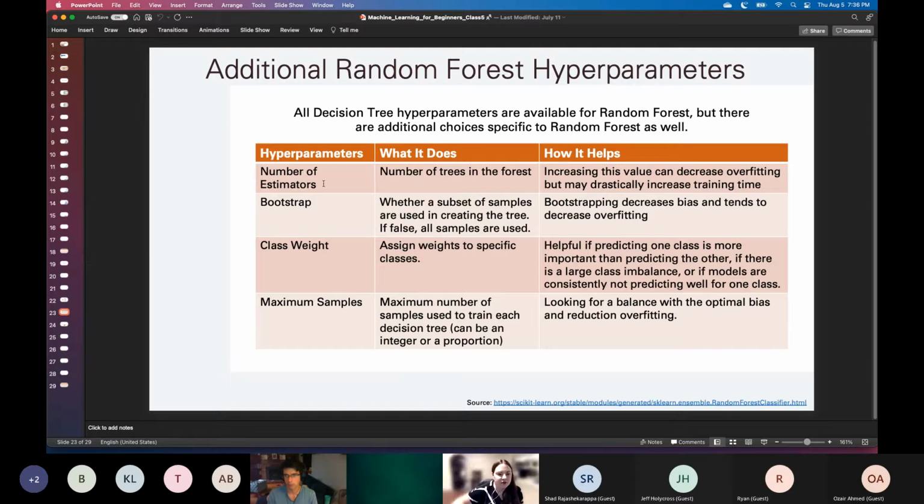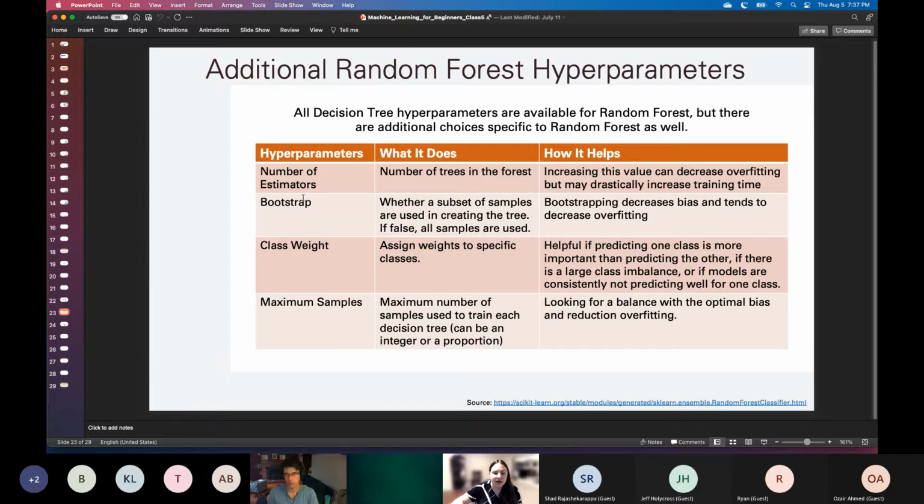The number of estimators is often a really good one to tweak in random forests. That's the number of trees in the forest. So how many decision trees does it actually sample? As you increase this value, it can decrease overfitting because it's averaging more decision trees. But the training time goes way up. So if you have big data, it's going to take a lot longer.